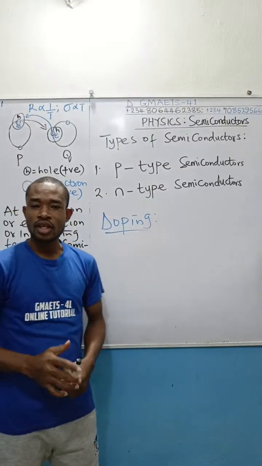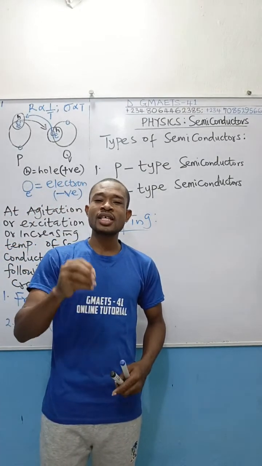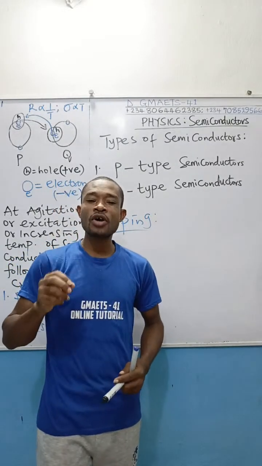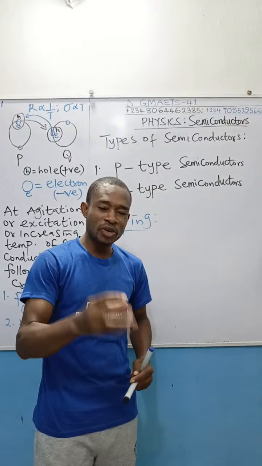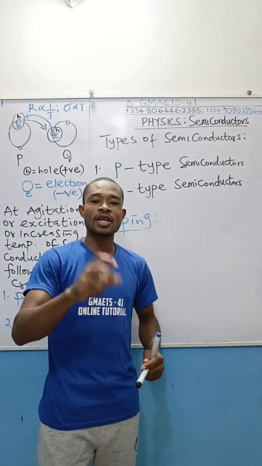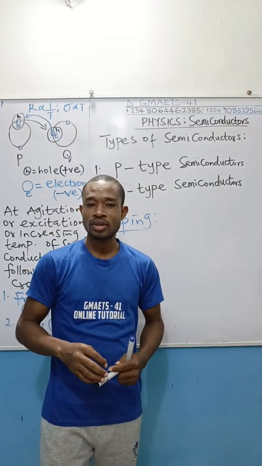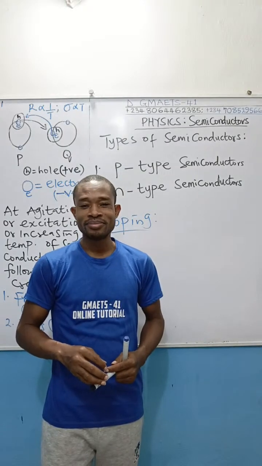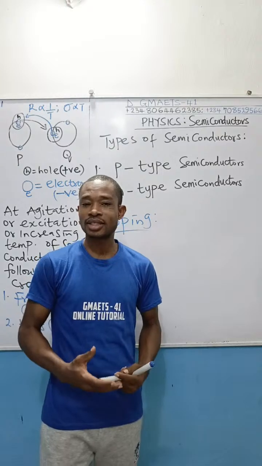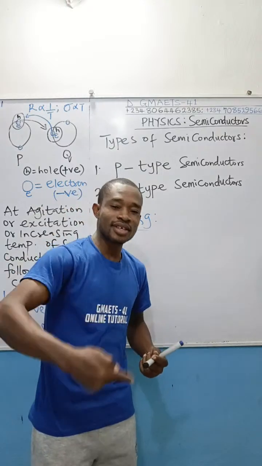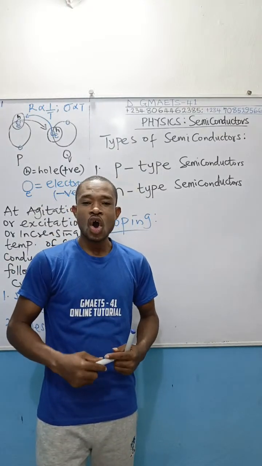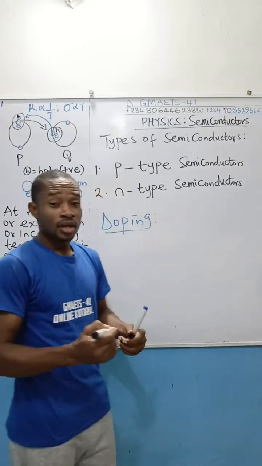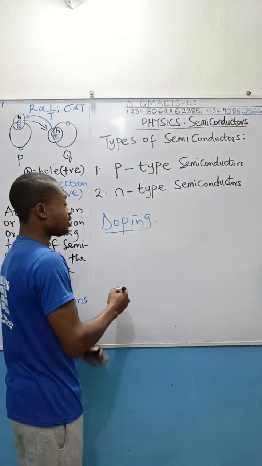Doping. Doping is defined as the process of introducing a foreign element or impurities into a pure semiconductor in order to convert them to impure semiconductor, either by increasing their numbers of electrons or reducing their numbers of electrons. I'm going to write the definition on the board.